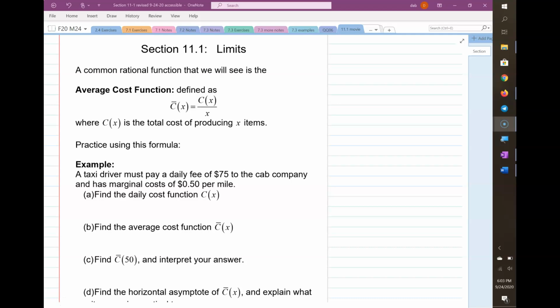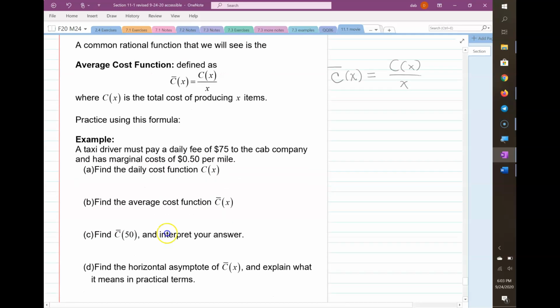So one of the uses of rational functions for us will be a function called the average cost function. We use the notation of a bar over the function to say the average. The average cost function is the total cost function divided by how many units you're producing. So let's do some practice using this formula.